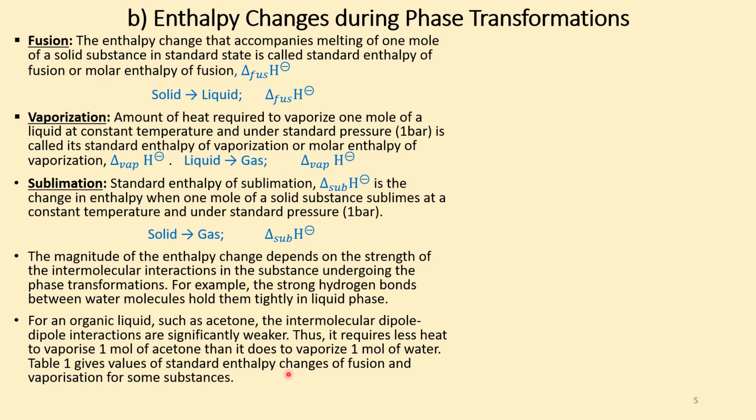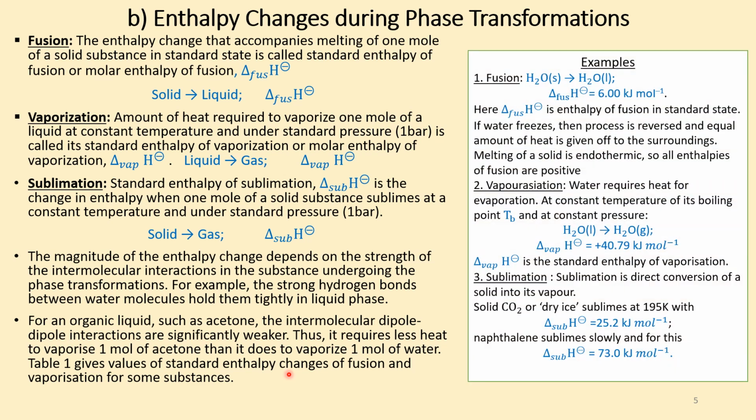The table in the next slide gives the values of standard enthalpy changes of fusion and vaporization for some substances. Let us take examples of fusion, vaporization and sublimation. Example for fusion: H2O solid becomes H2O liquid. So delta fus H dash is 6 kilojoules per mole. Here delta fus H encircled dash is the enthalpy of fusion in standard state.